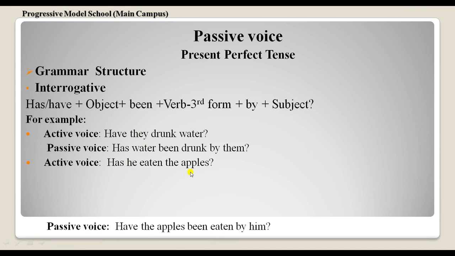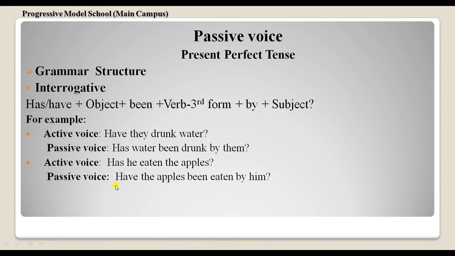So to convert it into passive voice we'll write helping verb have for apples, as apples are object. Then we'll write been according to the structure. Then we'll write third form of the verb eaten, preposition by, and he will be converted into him. Then we'll write it at the end of the sentence. For more examples consult your grammar book, page number 93 and 94.